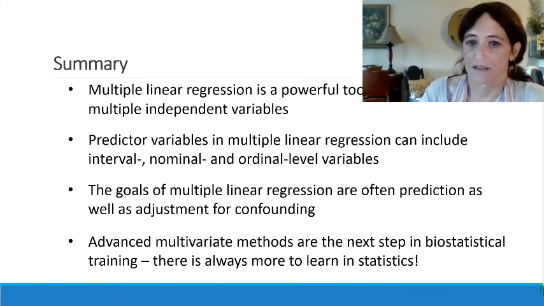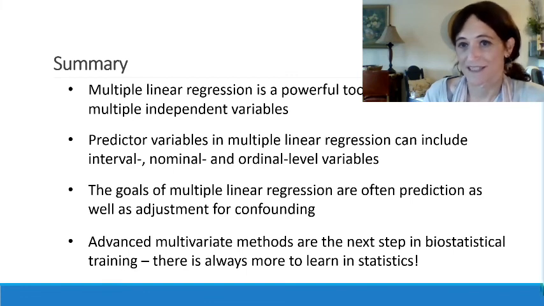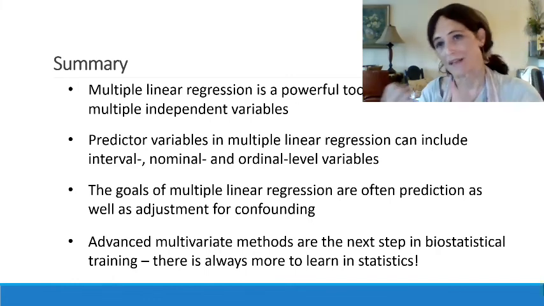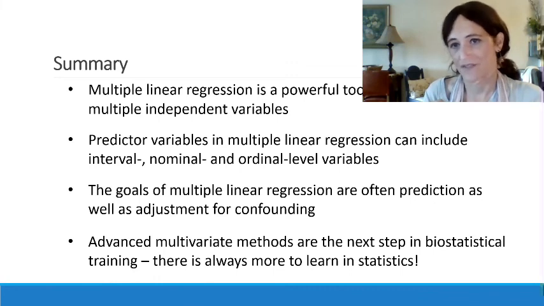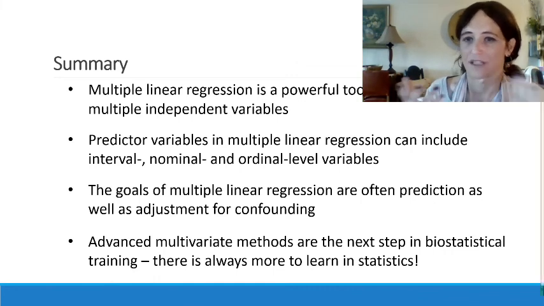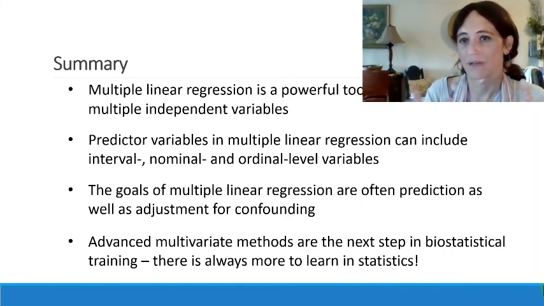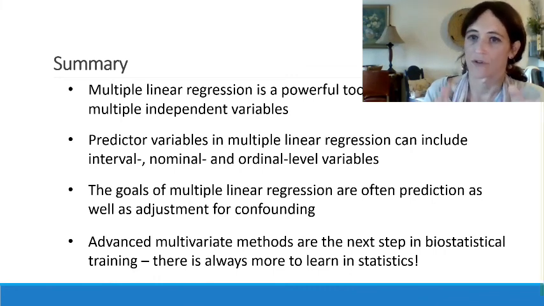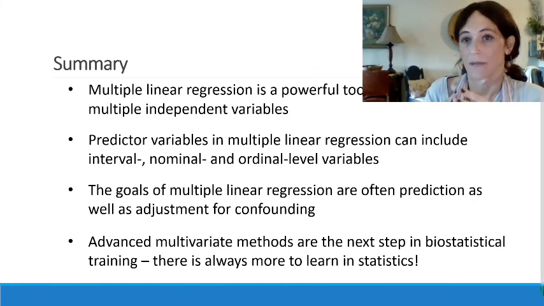Advanced multivariate methods are the next step in your biostatistical training, and there's always more to learn in statistics. Again, the rule here is that you pick the tool that fits the job, that fits the level of measurement, that fits the research question. And the reason there are so many tools available is because levels of measurement vary, study designs vary. It's not to make your life harder. And there are emerging methods all the time, but what we've covered in this course is enough to have you understand a lot of what is presented in the medical literature.